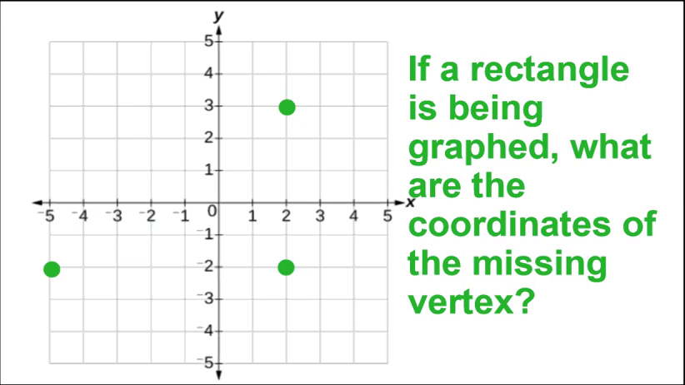All right, so a couple other types of problems you might see. If a rectangle is being graphed, what are the coordinates of the missing vertex? So if we're playing connect the dots, we're missing a dot. I got a dot here, here, here. So where's my other point got to be? Yeah, right here, to make it look like a rectangle. This isn't anything that should be challenging when they give you a picture, okay?